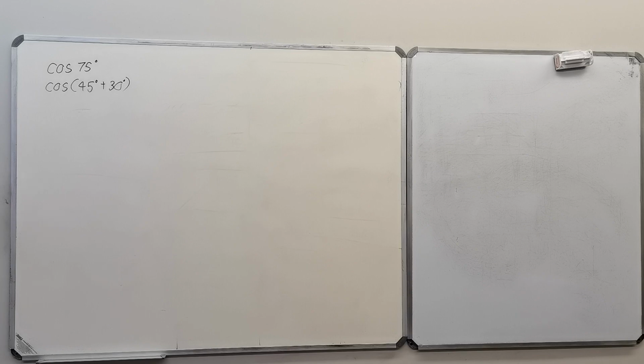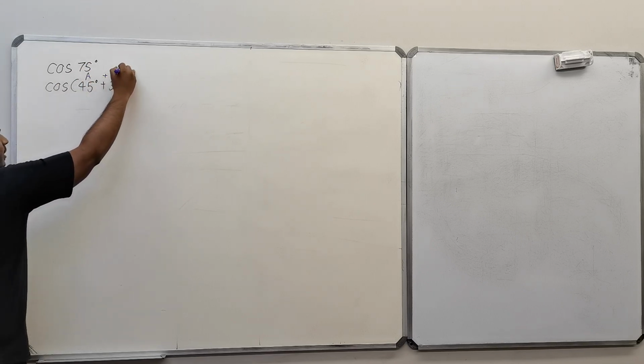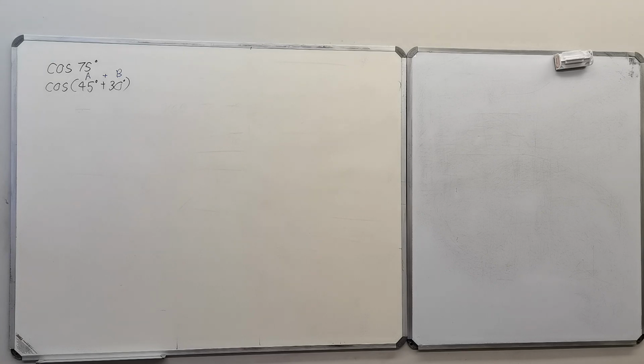You went to your triangle and put it. No, you can't do that at this point. What you have is cos of A plus B, two different values. Now, cos of A plus B, what formula is it trying to look like?